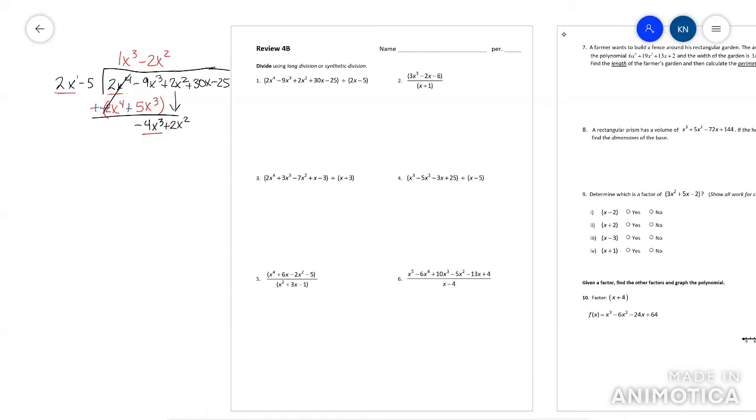Then comes the distribute part. So I'm distributing a negative 2x² to 2x minus 5. So you're going to get negative 4x³ plus 10x². I meant to do that in red. Let me change that real quick.